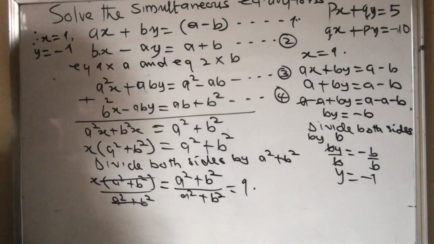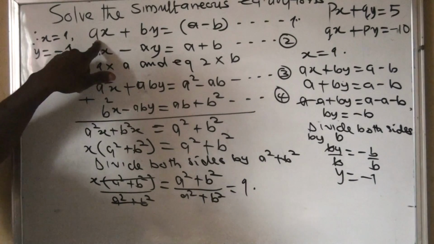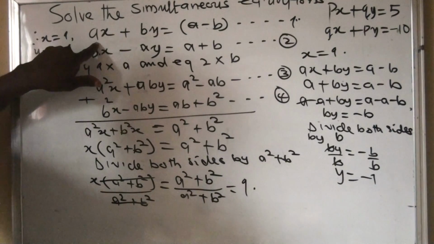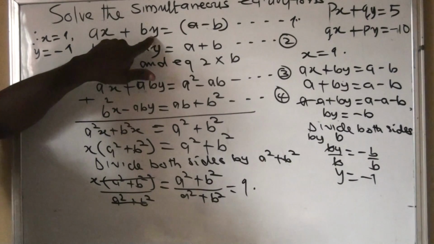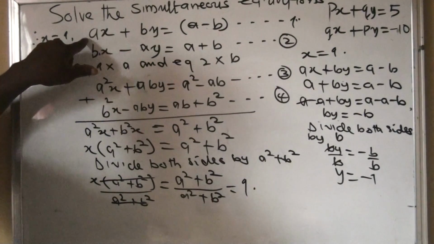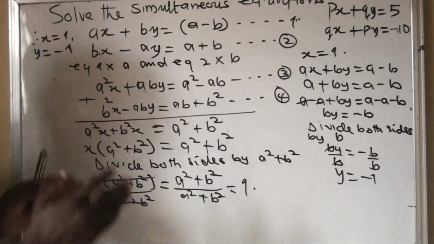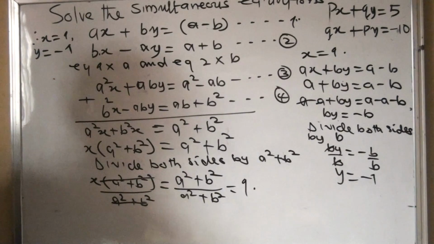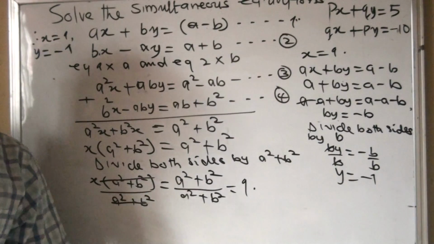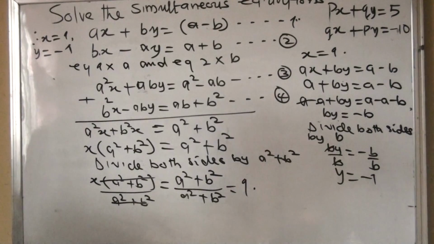If we want to check, we can as well do that. x is 1, if we put 1 here, it will give us a, and y is minus 1. If we put minus 1 here, we get a minus b. We see that both sides, they are the same. And that is one way we can resolve this equation. We saw that the value of x is 1 and that of y is minus 1. Okay, that is the approach to this question.